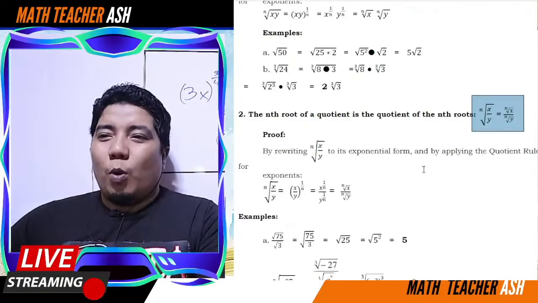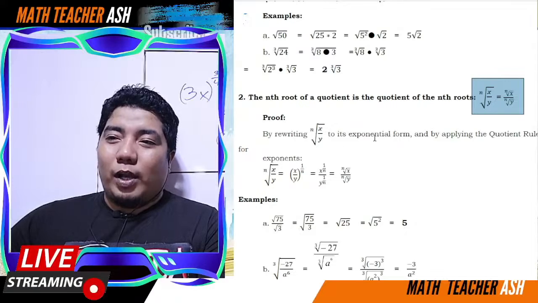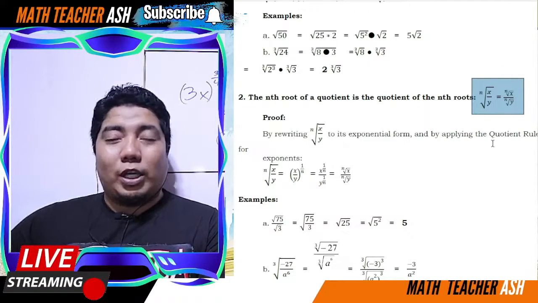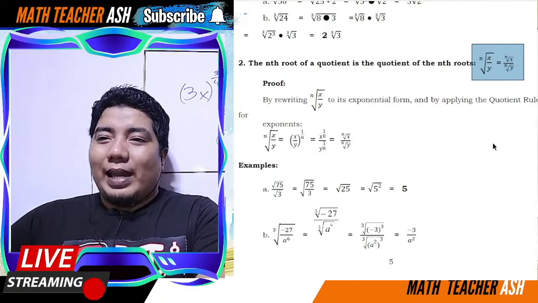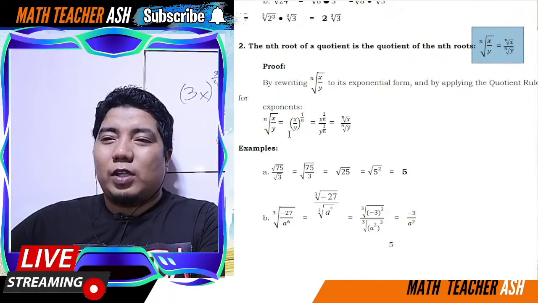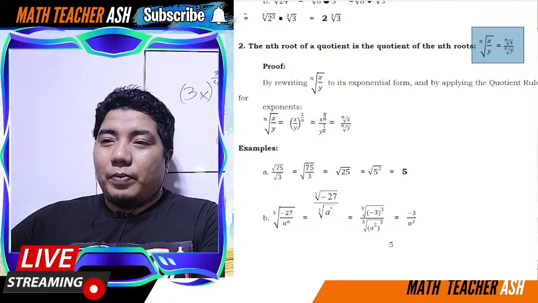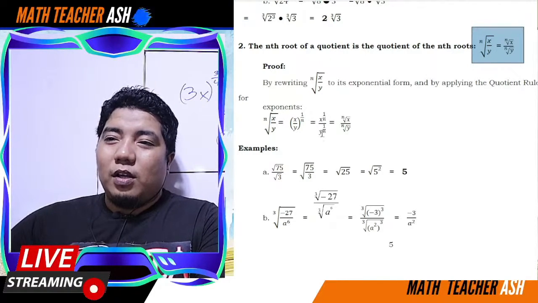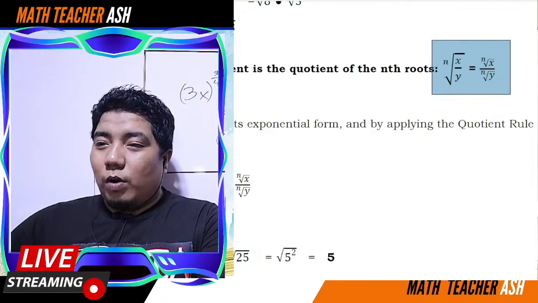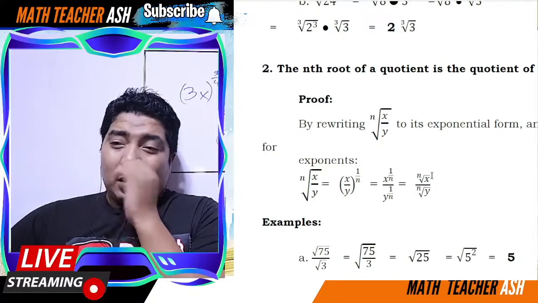Okay. Now, by rewriting the nth root of x over y to its exponential form and by applying the quotient rule, which is what we learned last week in the law of exponents, we can have, yan. So, the nth root of x over y is equal to x over y to the power of 1 over n. That will become x to the power of 1 over n over y to the power of 1 over n. And if you convert this one, that is nth root of x.